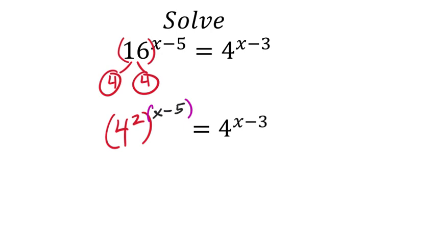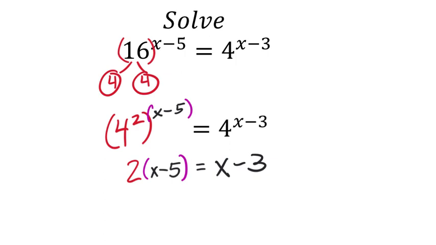So on the left side, we're just going to compare the exponents. I have 2, and in parentheses, we got the x minus 5. And then this equals 4 to the power of, we got rid of the base, right? So it's just x minus 3 now. This is an equation. We just got to solve this equation.